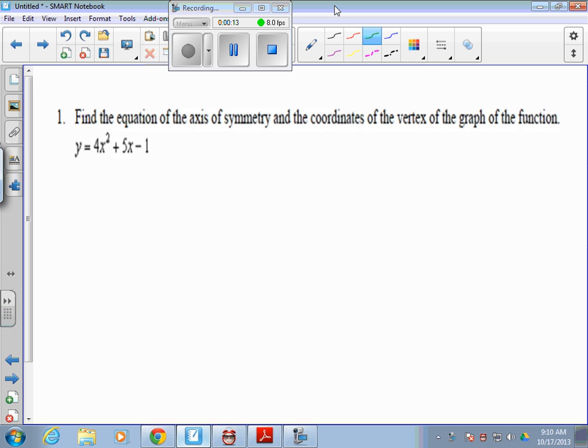Number 1 says find the equation of the axis of symmetry and the coordinates of the vertex. The axis of symmetry is the easy one to find. Remember, x equals negative b over 2 times a. This is written in standard form right now. Remember, standard form is ax squared plus bx plus c. So if you look at your labels, this would be a, this would be b, and this would be c. So if you're looking for x, just plug in each of those values.